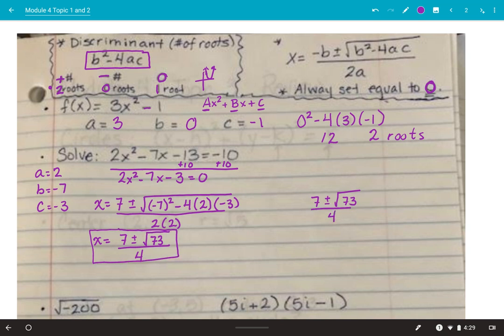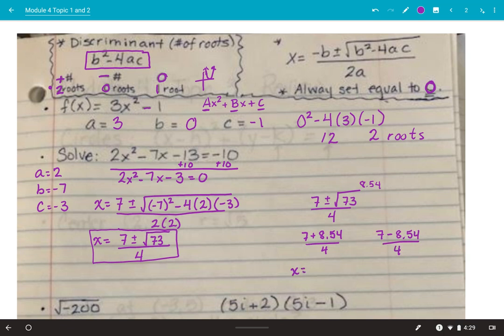You're going to do it as decimals. So the first thing you need to do is find the square root of 73, and that is 8.54. I usually go 2 numbers after the decimal. It makes it a lot easier. And since we have a plus minus like we did on the previous page, we're going to set it up: 7 plus 8.54 divided by 4, and 7 minus 8.54 divided by 4, and we get our answers.